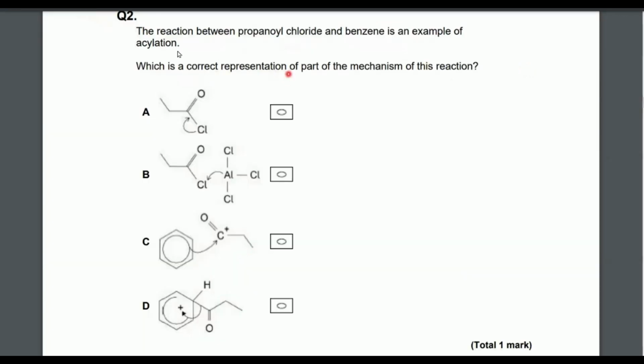Propanoyl chloride and benzene is an example of acylation, which is the correct representation of the part of the mechanism of this reaction.